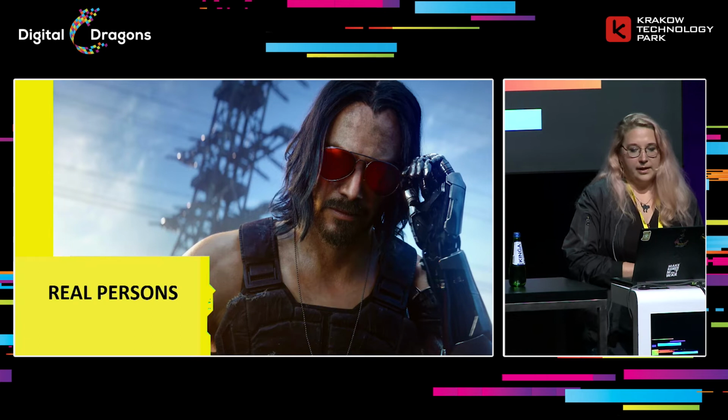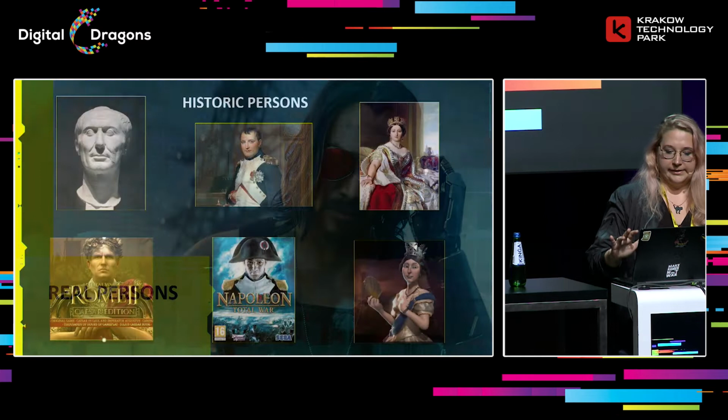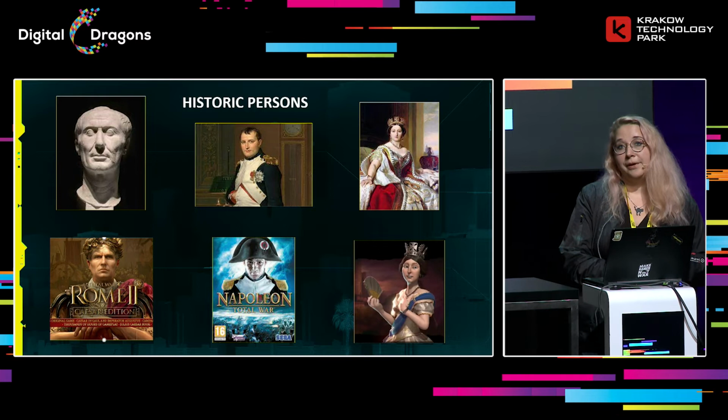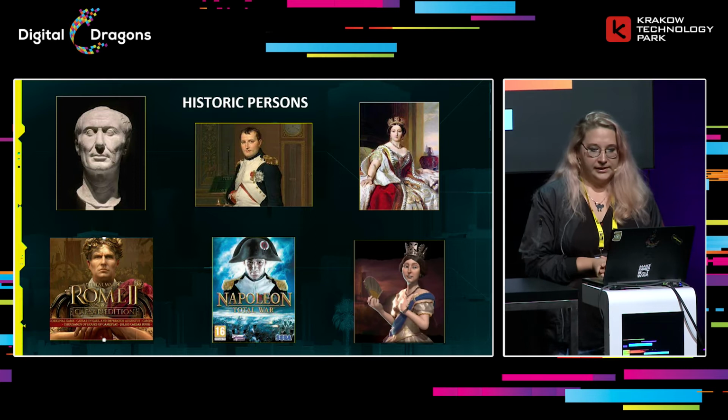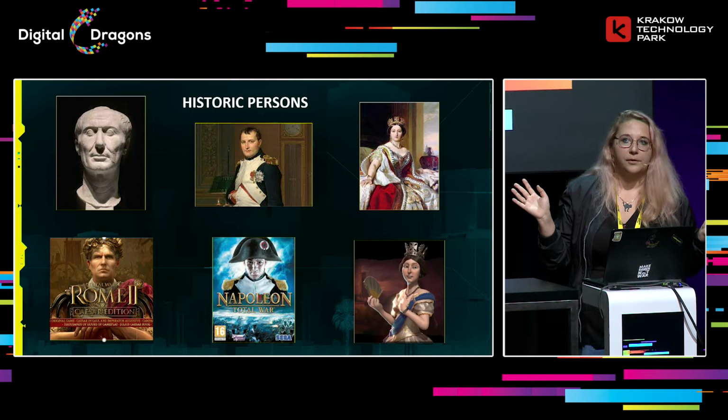Okay, so now that we have our buildings and our city, let's take a look at the inhabitants of our city. And let's see whom we can use in our game in order to make it safe. And if not, how we can make it safe. So, let's start with historic persons. In general, when it comes to people of the past who are long, long gone, you do not have to acquire any consent. So if you want to put Caesar, Queen Victoria, Napoleon, or anyone else who lived a long time ago, you are free to do so.